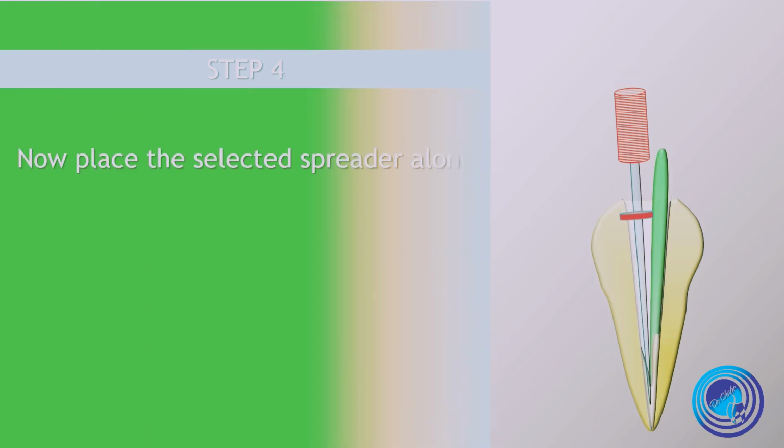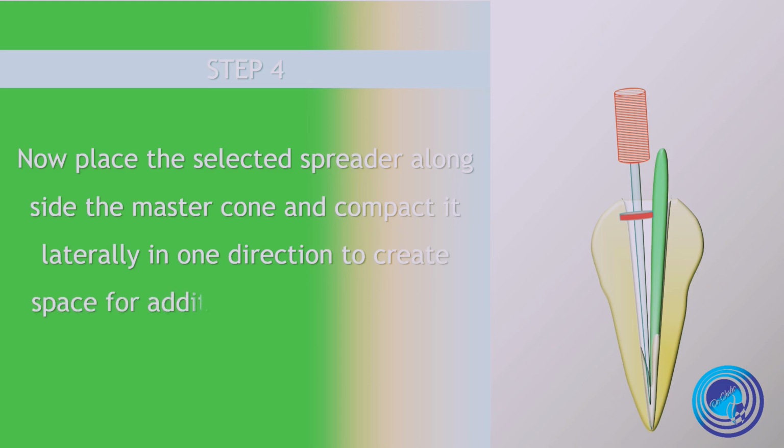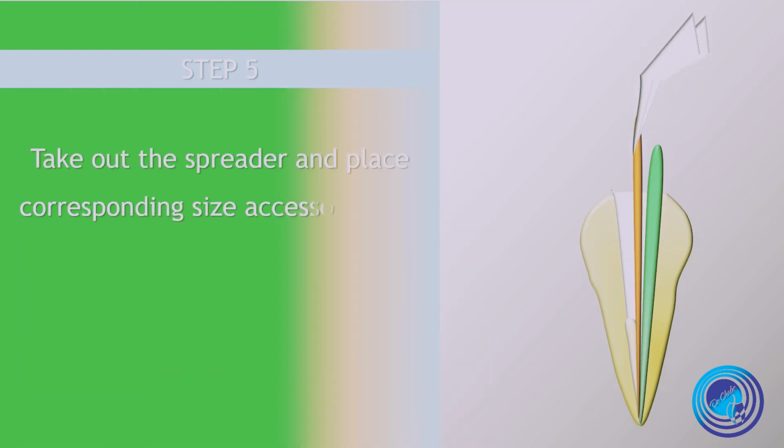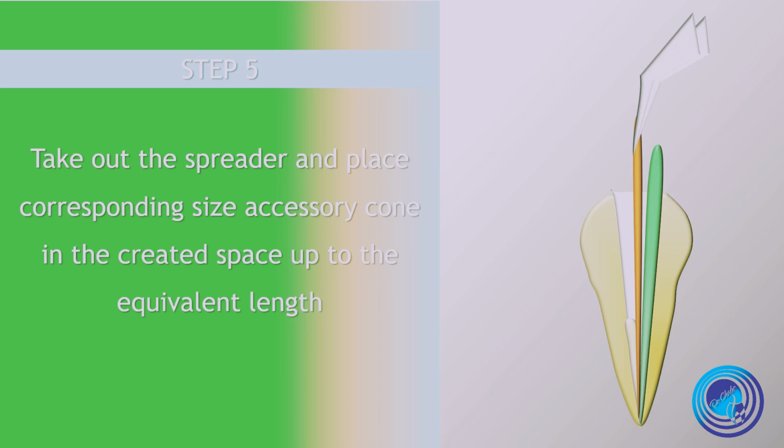Now place the selected spreader along the side of the master cone and compact it laterally in one direction to create space for additional accessory cones. Make sure your spreader movement is always in a single direction throughout the process. Now take out the spreader from the root canal and place the corresponding size accessory cones in the created space up to the equivalent working length.